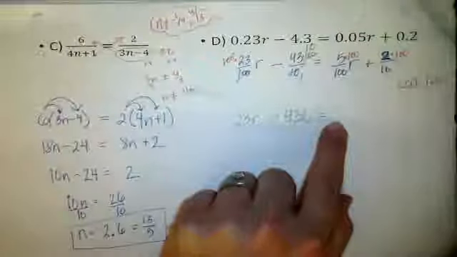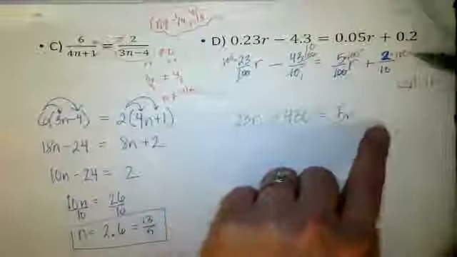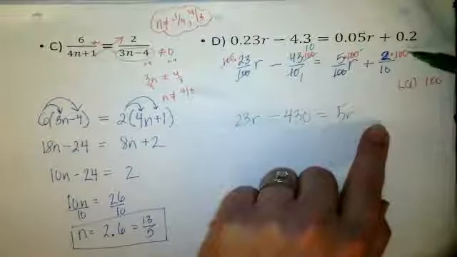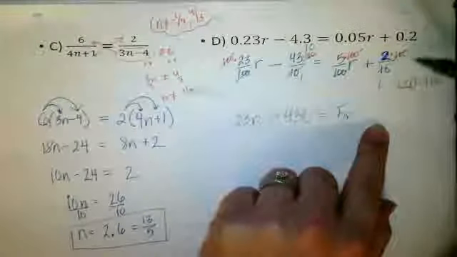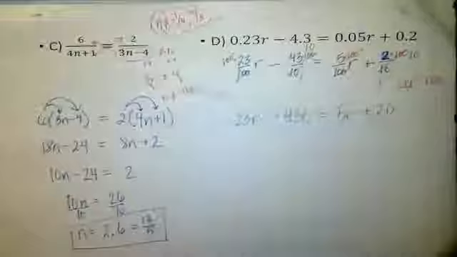Here, what do we get? Just 5R, the hundreds cancel, so we're left with 5R. And then here, 20, yeah. 10 goes into 10 once and 10 goes into 100 10 times. So we're left with 2 times 10 is 20. Okay.